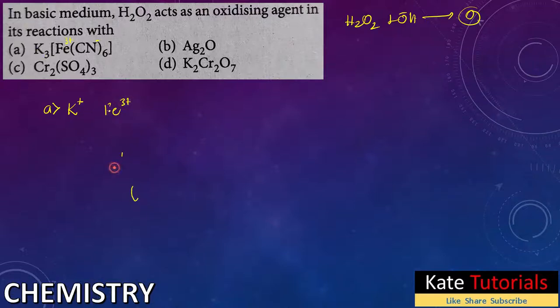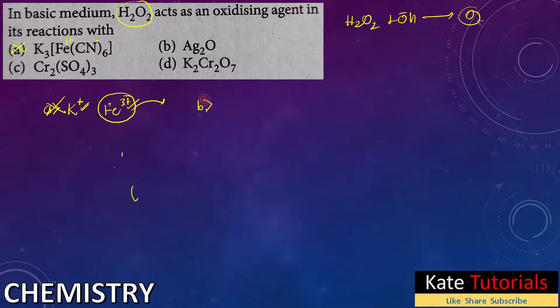And we know that iron is in its highest oxidation state, that is Fe3 plus. It can't be further oxidized. So here H2O2 will not oxidize this Fe3 plus, because it is present in the higher oxidation state. Similarly, potassium K plus is the maximum oxidation state. It can't be further oxidized. So option A is the wrong option. H2O2 can't oxidize this K3 Fe(CN)6 red complex.